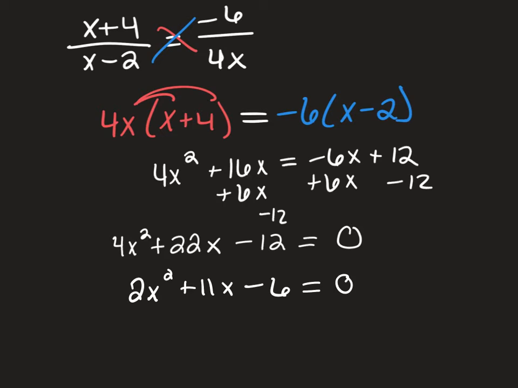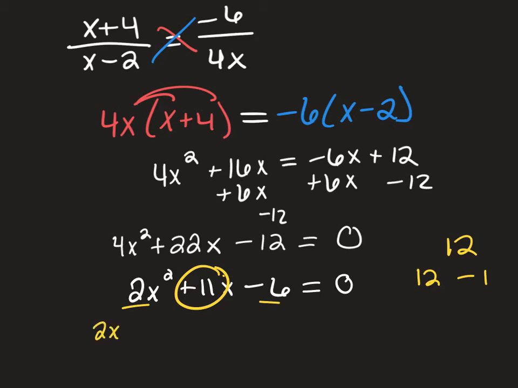Factor. Okay, so we're going to do 2 times 6, which is 12. And then we need factors of 12 that add up to 11. Yep, so we have a positive 12 and a negative 1. So we replace that 11 with that 12x and minus 1x.